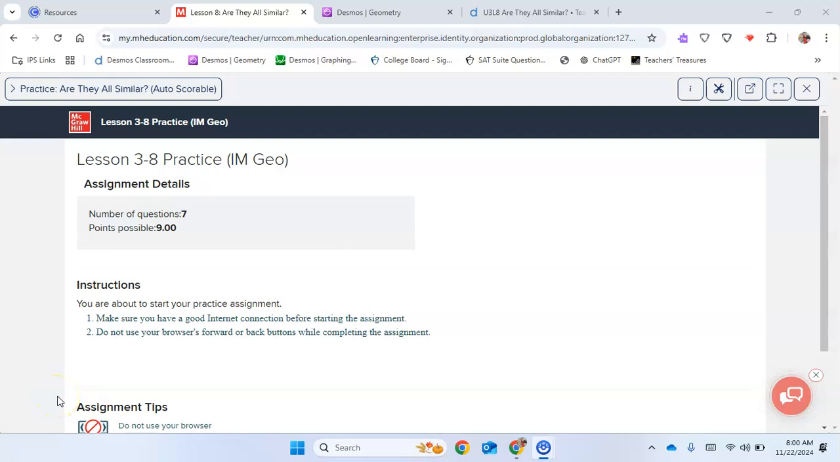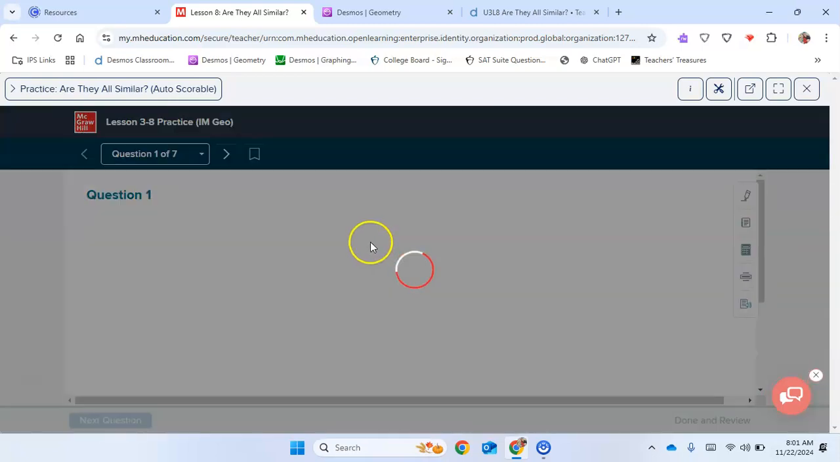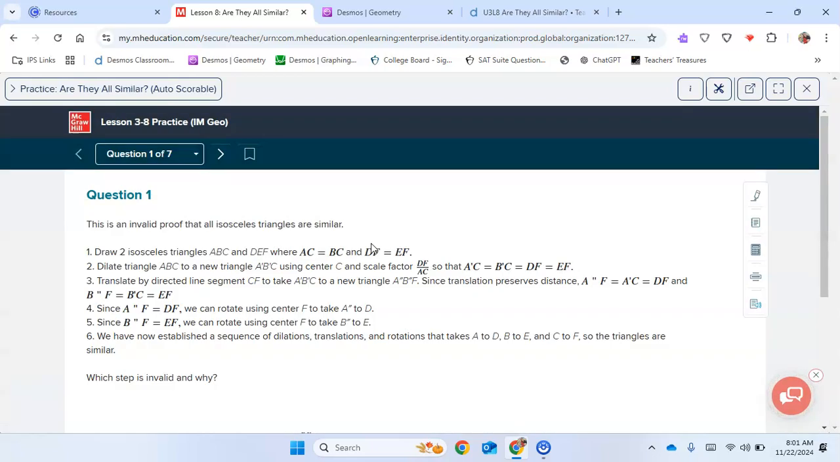Lesson 3-8 practice. Are they similar? Question 1. This is an invalid proof that all isosceles triangles are similar. Draw two isosceles triangles ABC and DEF, where AC equals BC and DF equals EF.